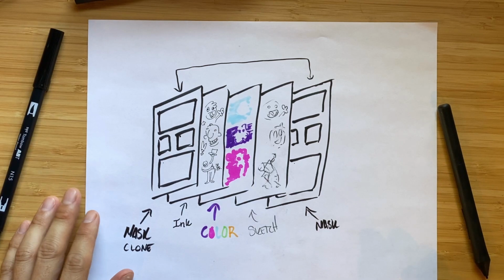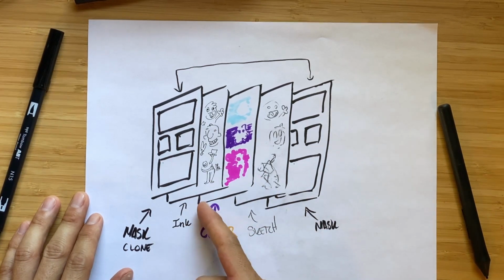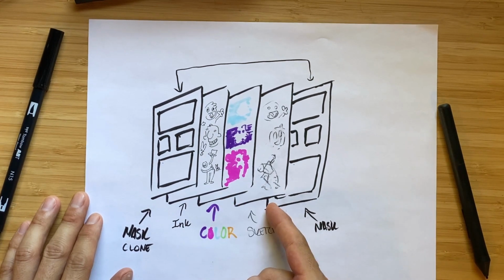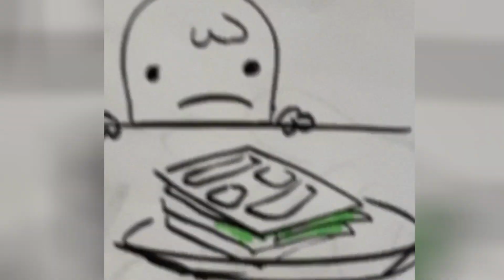however you like. The template is set up like a sandwich, so that you put your art in these three layers: ink, color, and sketch. And they're sandwiched between the mask and the mask clone. Set up like a sandwich.